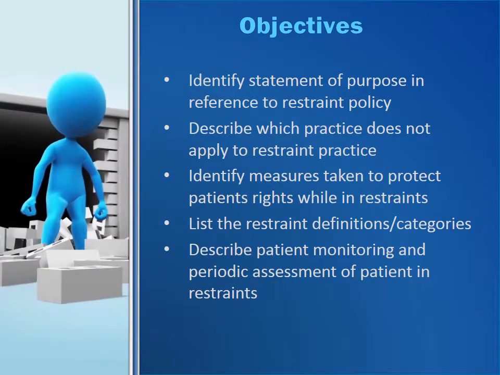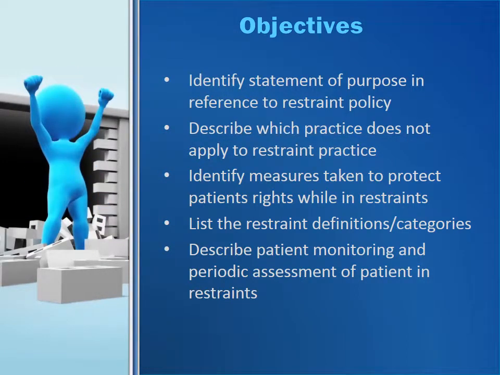These are the objectives that we will be discussing today. We're going to identify the statement of purpose here in reference to the restraint policy for University Medical Center. I'm also going to describe which practice does not apply to restraints, and identify measures taken to protect patient rights. Restraints is a huge patient rights issue for Medicare and Medicaid services. They monitor this very closely, and so for a patient in restraints, all charting and documentation, when and how, is monitored very closely.